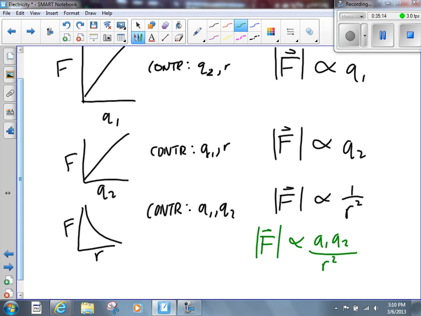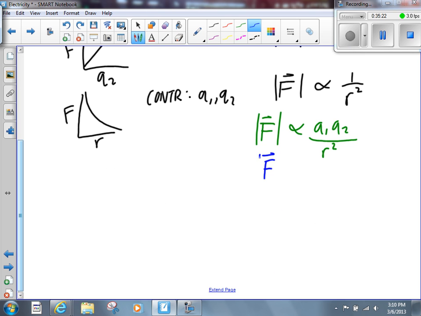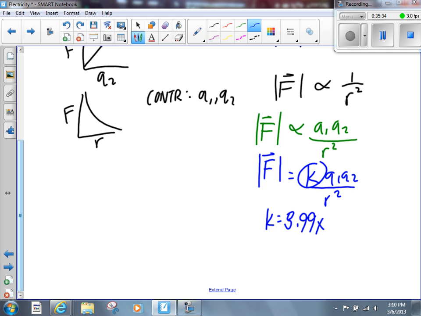To make that into an equation, we have to get rid of that proportionality constant. Instead of being F is proportional to Q1, Q2 over R squared, it's going to be equal to a constant times Q1, Q2 over R squared. That constant is what we call Coulomb's constant, and it has a value of 8.99 times 10 to the 9 Newton meter squared per Coulomb squared.